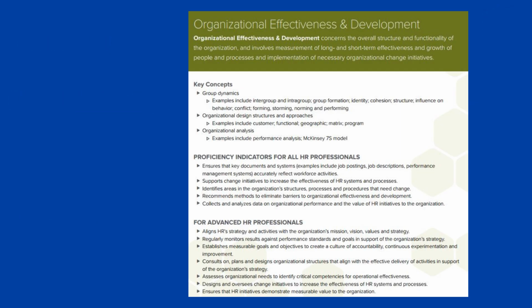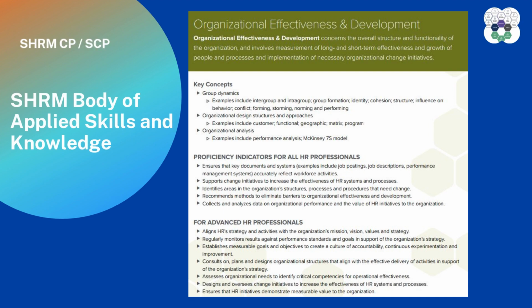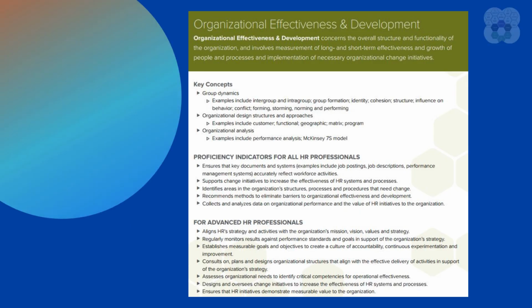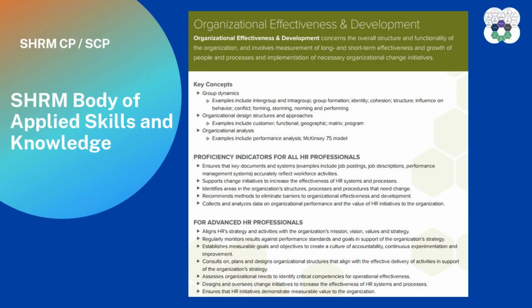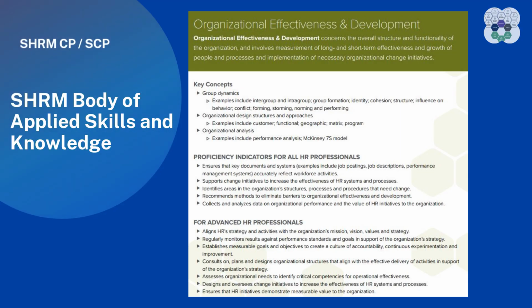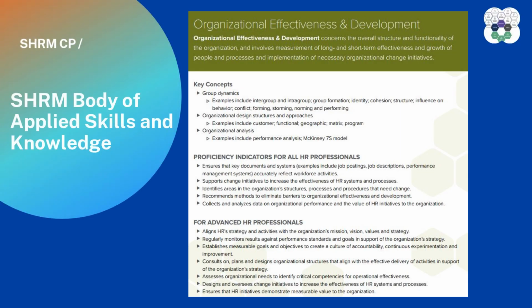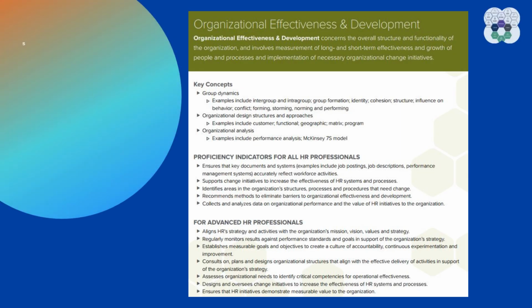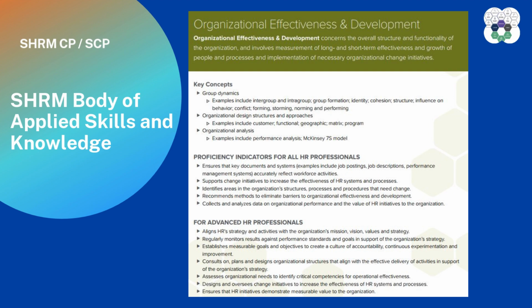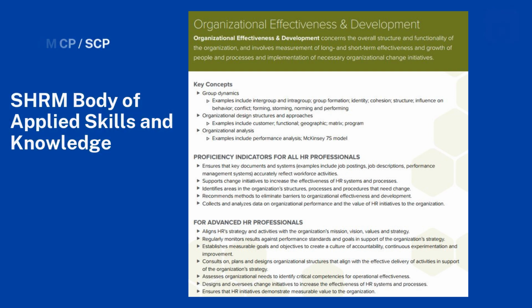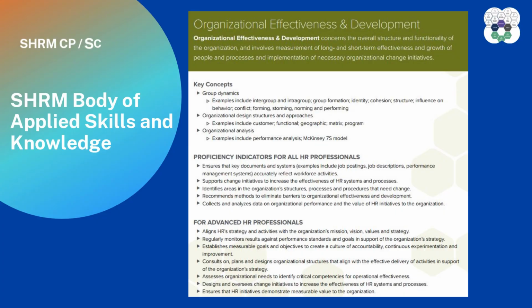Key concepts. Group dynamics. Examples include intergroup and intragroup, group formation, identity, cohesion, structure, influence on behavior, conflict, forming, storming, norming, and performing. Organizational design structures and approaches. Examples include customer, functional, geographic, matrix, program. Organizational analysis. Examples include performance analysis, McKinsey 7S model.